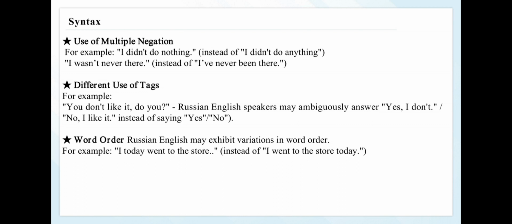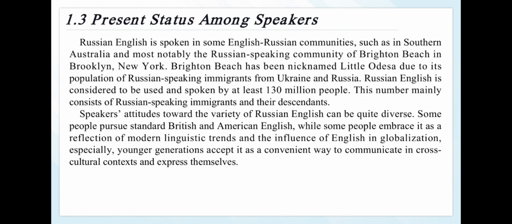Syntax, the use of multiple negation. For example, I didn't do nothing, instead of saying I didn't do anything. I wasn't never there, instead of saying I've never been there. The use of tags. For example, you don't like it, do you? Russian speakers may say, yes, I don't. No, I like it, instead of saying yes or no. The word orders are also different. I today went to the store, instead of saying I went to the store today.